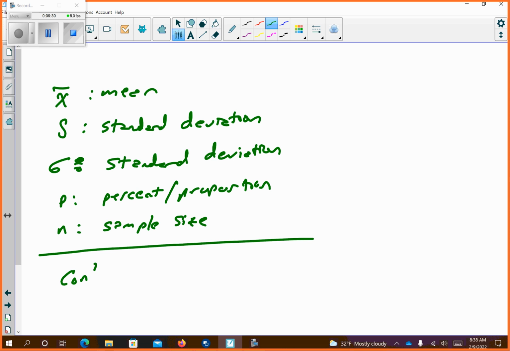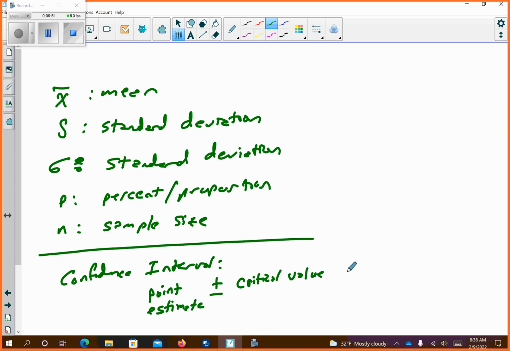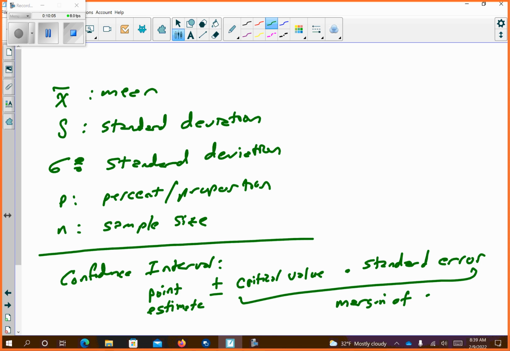So if you had a confidence interval, you have the point estimate, plus or minus is just plus or minus, the critical value times the standard error. And this portion right here, not including the plus minus, is the margin of error. So that would be a good start to start having on some of your definitions, okay?